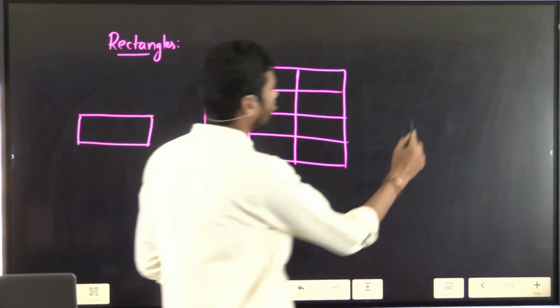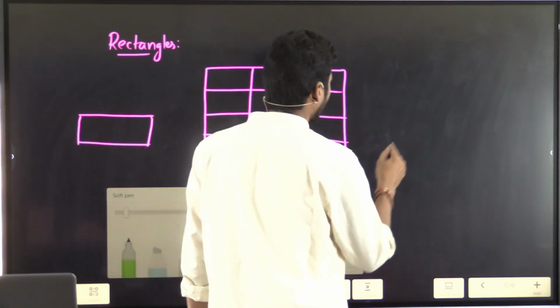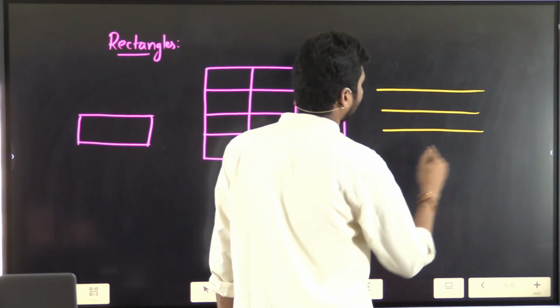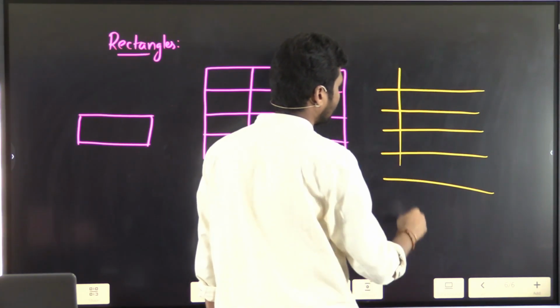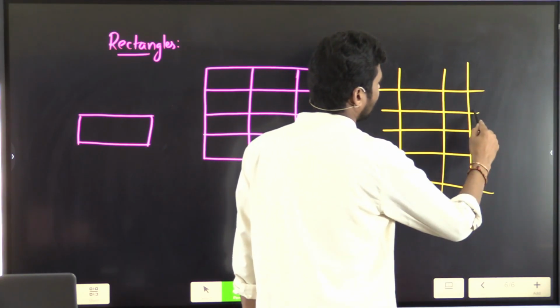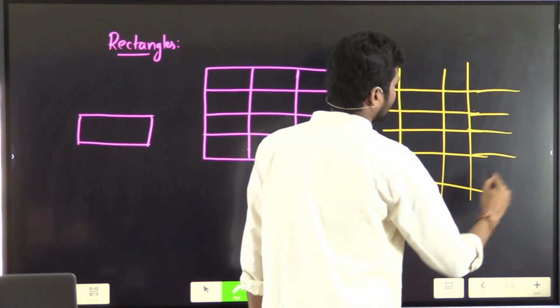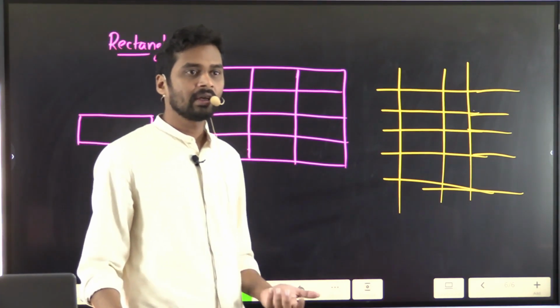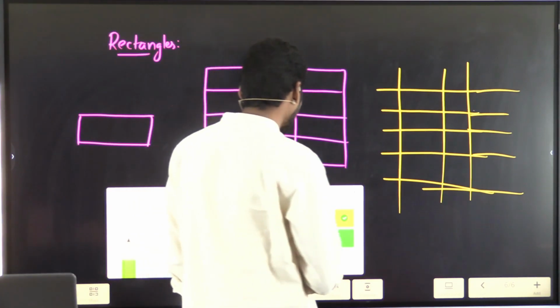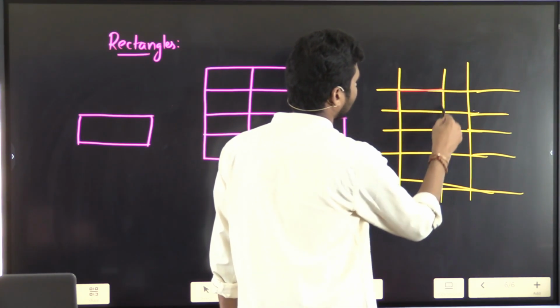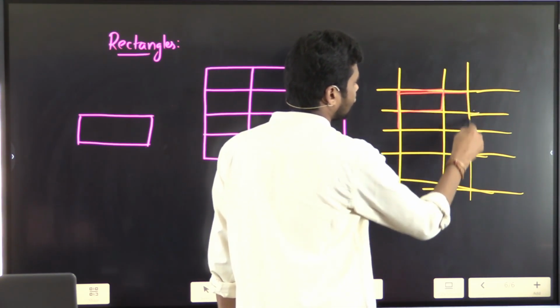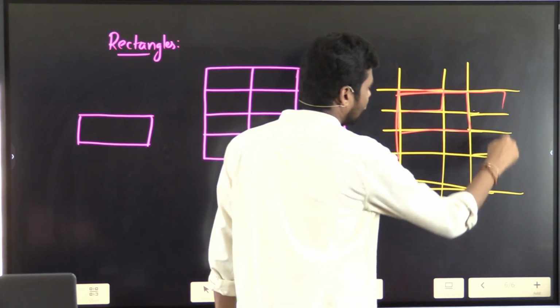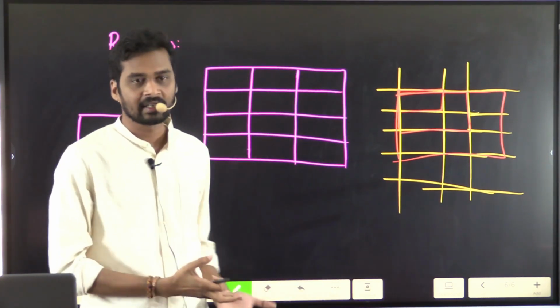Out of the n number of given lines, let's say we have multiple lines like this horizontally, and also vertically we have different lines like this. We want to find out the number of rectangles. I can say that this is a rectangle, or this is a rectangle, or this is a rectangle. So we have a number of rectangles like that.